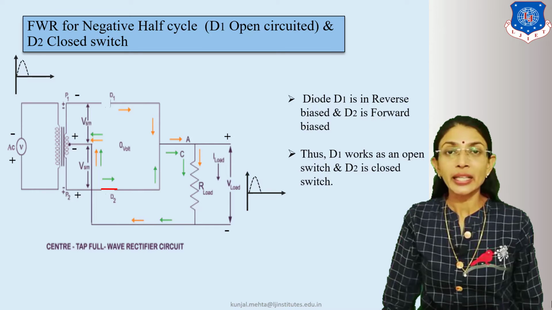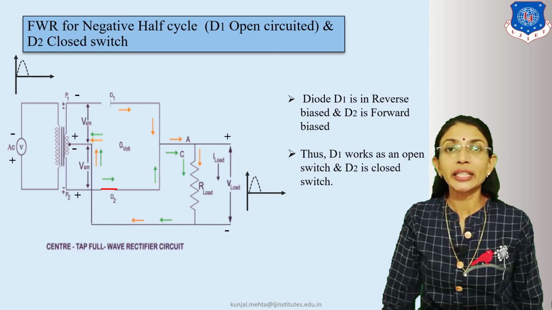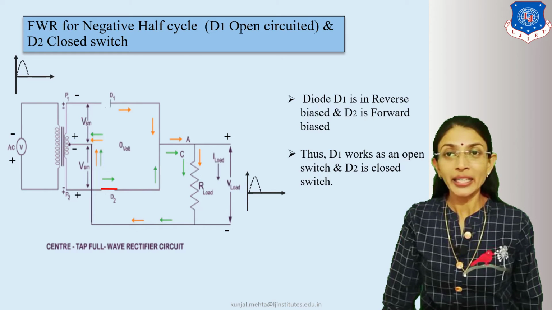As the input cycle is negative, what will be the condition of diodes D1 and D2? Diode D1 will be open circuited and D2 will be a closed switch, because D1 will be reverse biased and D2 will be forward biased. Thus, during the negative half cycle of the input, P1 becomes minus and P2 becomes plus, so D1 is reverse biased and D2 is forward biased. So D1 is open and D2 is closed.